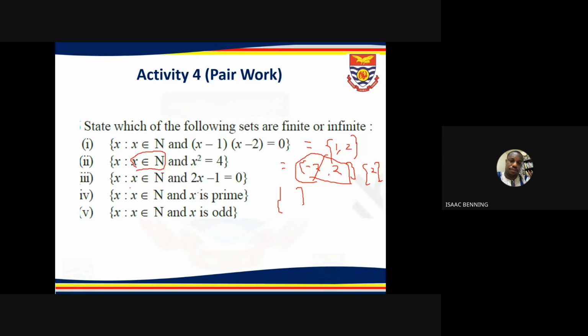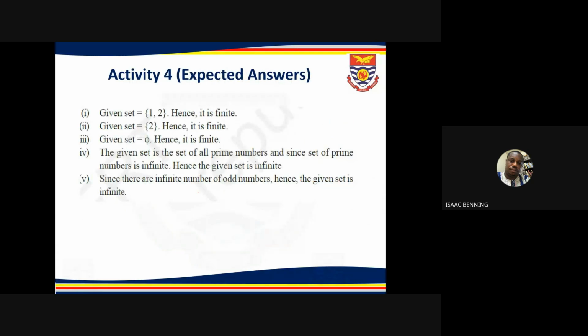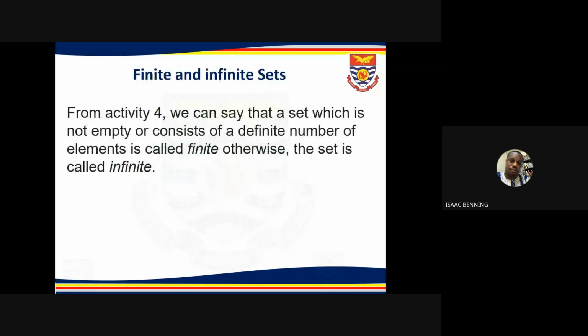Okay. Number 4. Infinite. Reason? Because the set of natural numbers, the prime numbers, it doesn't end. It is up to infinity. Okay. And the last one is infinite. Okay, so it means that you already know the meaning of finite and infinite set. Since you have been able to do that, I'm not going to repeat it.